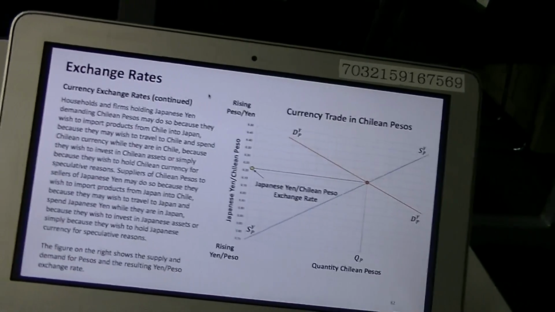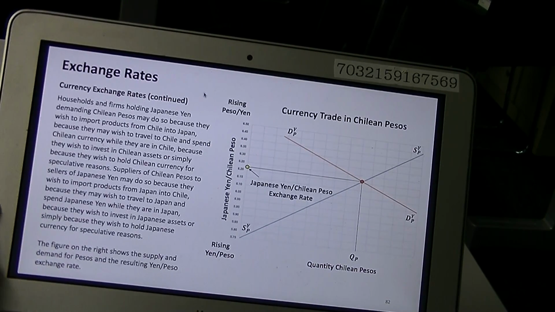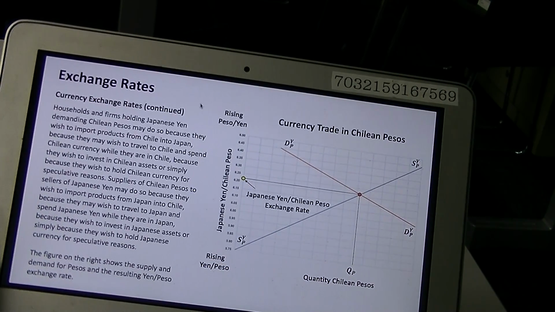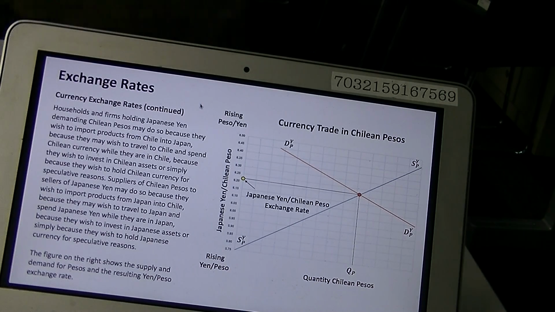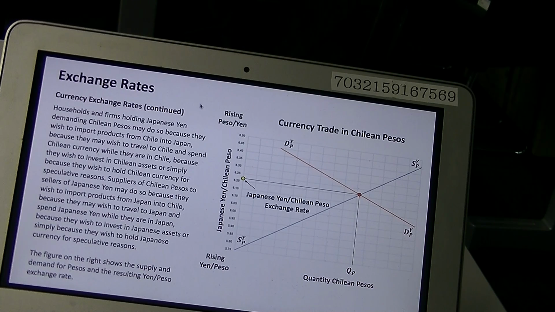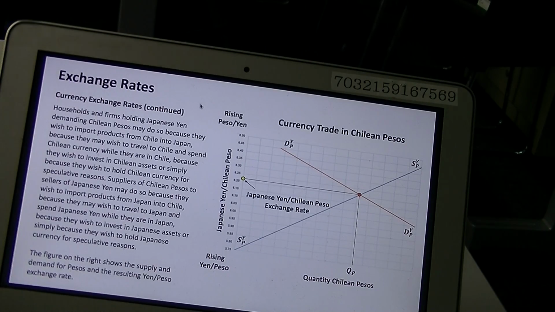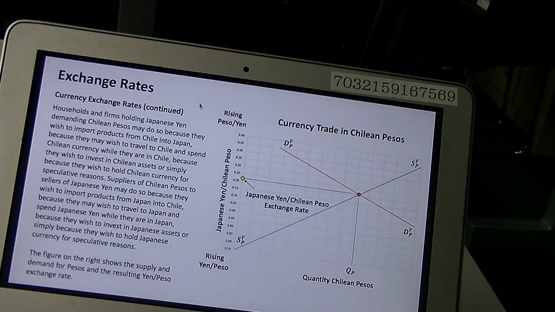Okay, so we'll start on page 8.2, and we'll talk about currency exchange rates. We're looking at Chilean pesos and Japanese yen, and what we want to understand is why currency exchange rates are valued the way that they're valued. That's a very important thing to understand. Many times we think about currency rates and just think it's some magic, but it's not.